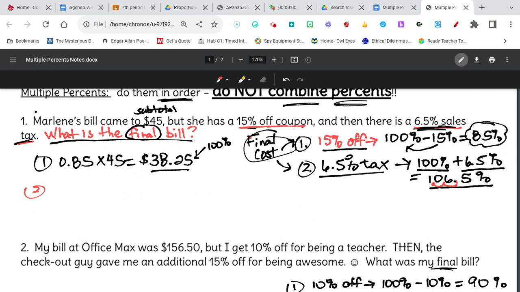So I'm going to take my $38.25 and multiply times 1.065. The decimal version of the percent, 106.5. So we know we're paying the whole 100%, plus we're going to pay that 6.5%. Excuse me, I don't need to put the 2 on there. That's my fault. Sorry about that, guys. So plus we're paying that 6.5%, which means we're paying that in all. So let's go ahead and multiply that.